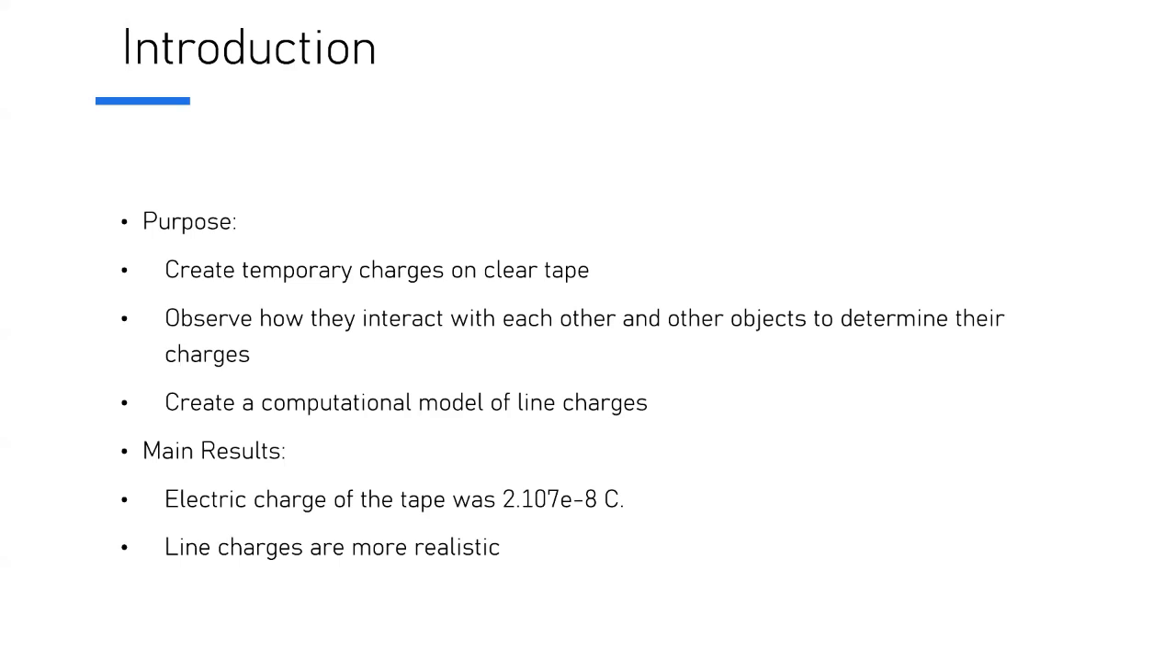So the purpose of this lab was to create temporary charges on clear tape, observe how they interact with each other and other objects to determine the charges, and create a computational model of line charges. The main result that we observed from this lab was that the electric charge of the tape was 2.107 e to the negative 8 coulombs, and that line charges are more realistic in modeling this lab than point charges.